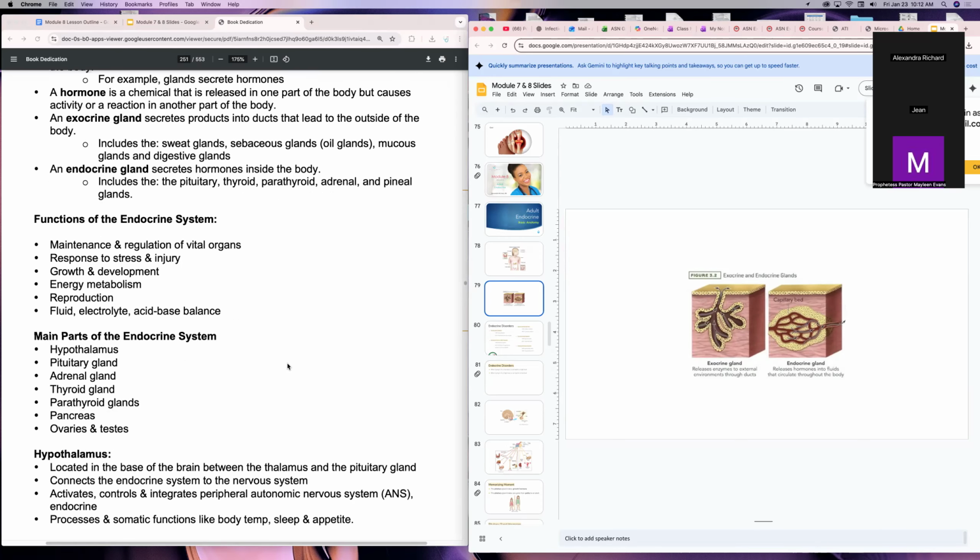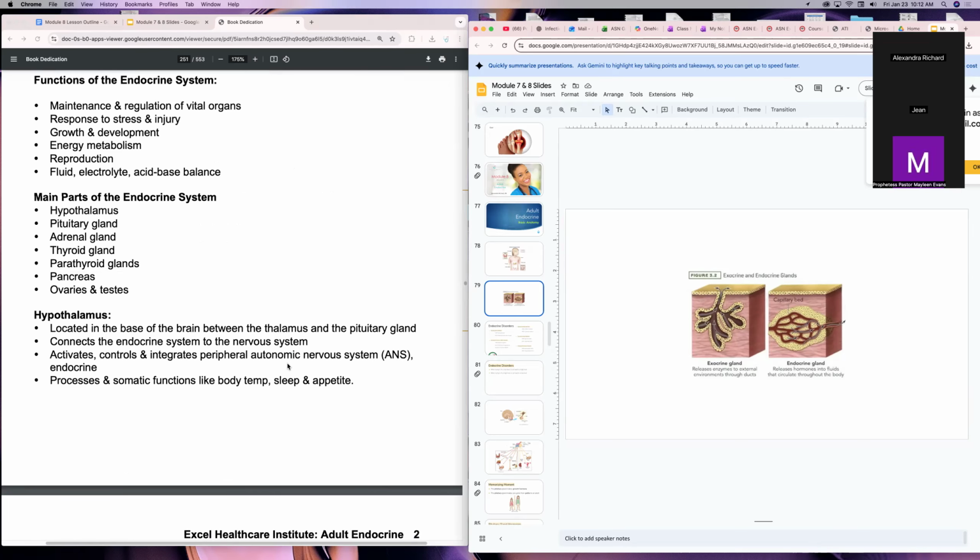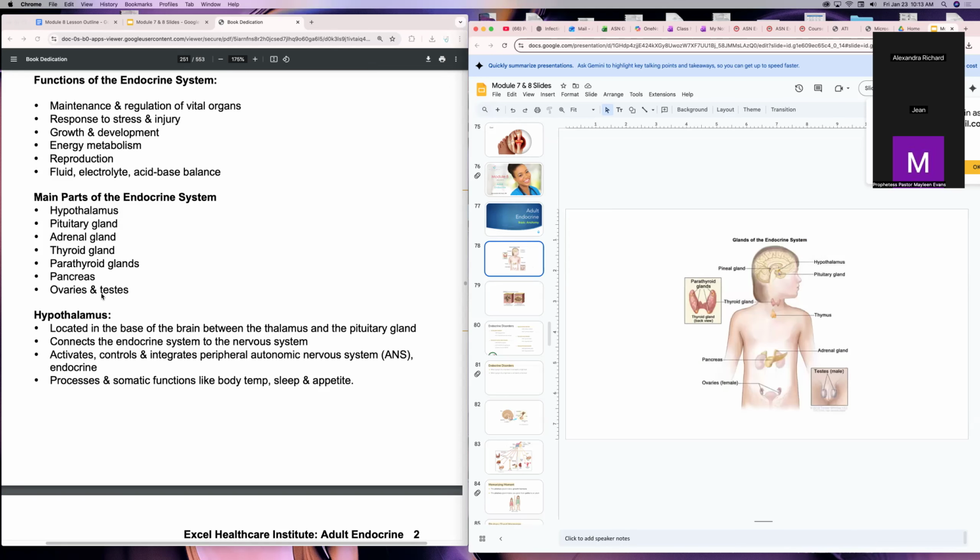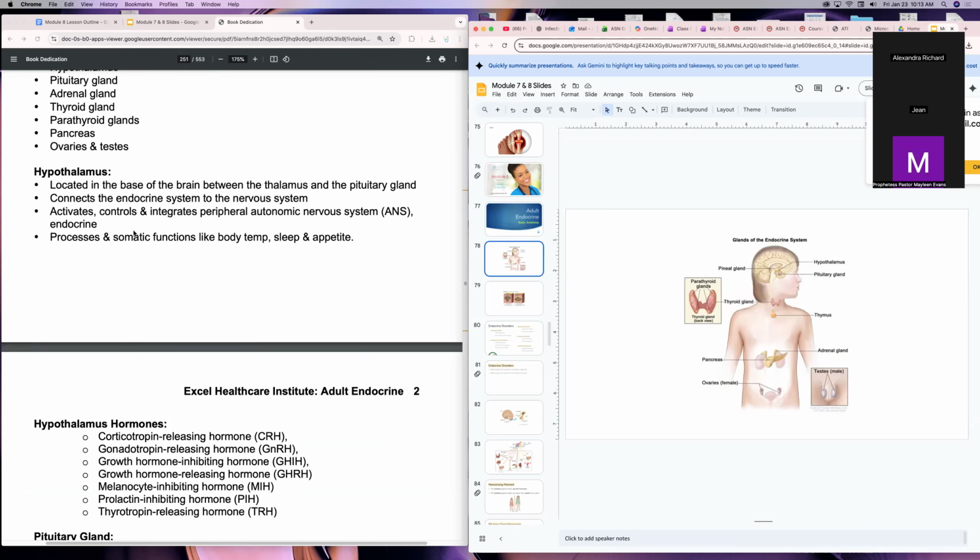Okay, so some functions of the endocrine system to maintain and regulate vital organs, help in the response of stress and injury, growth and development, energy metabolism, reproduction, and also it assists in fluid electrolyte and acid-base balance. So we reviewed the main parts of the endocrine system already. Okay, so that's there for you. And just a brief overview.